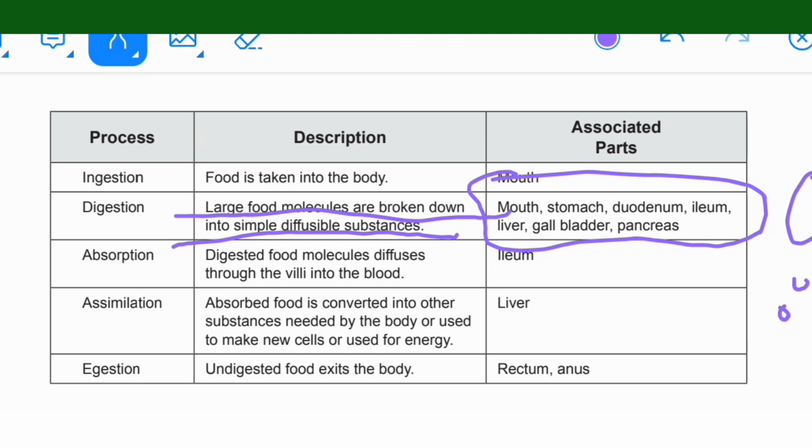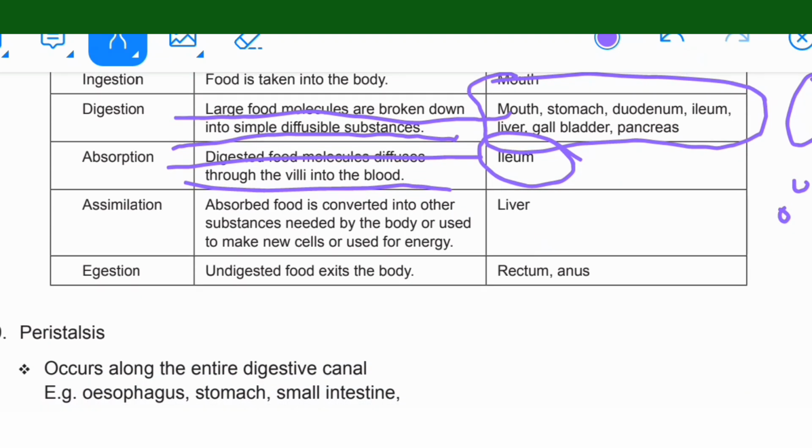Then absorption. The digested food particles diffuse through the villi into the blood. So where does that take place? It takes place in the small intestine, which is the ileum. It takes place in the ileum. Then the next one is assimilation.